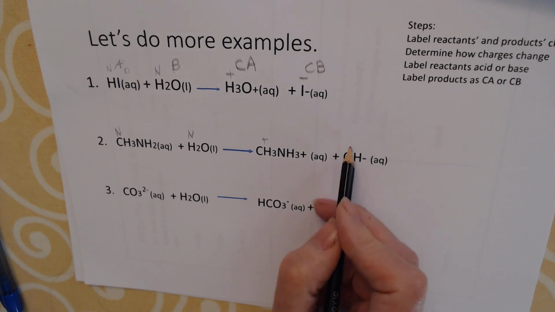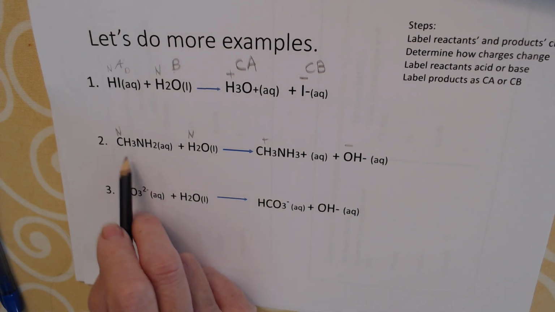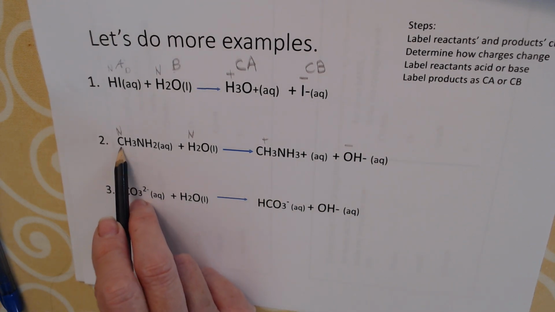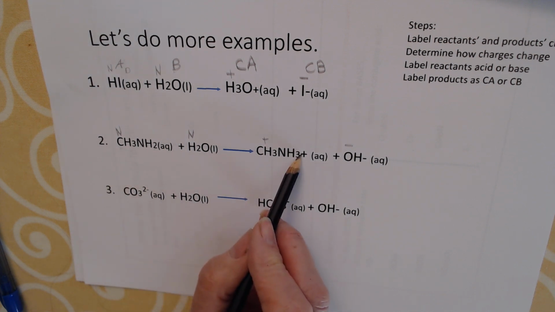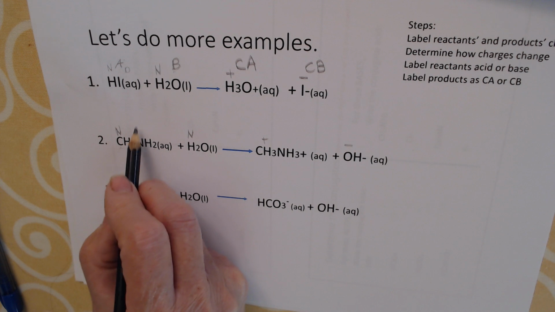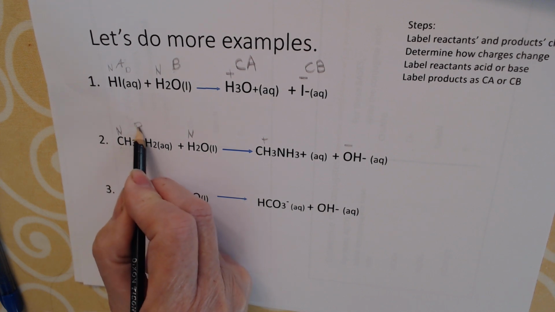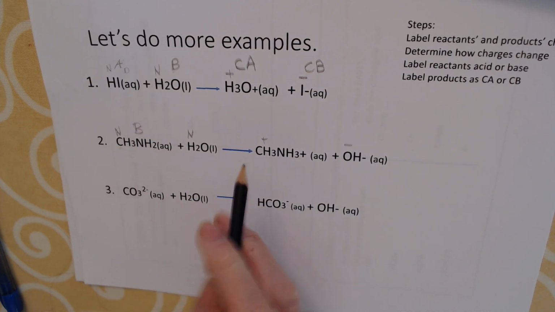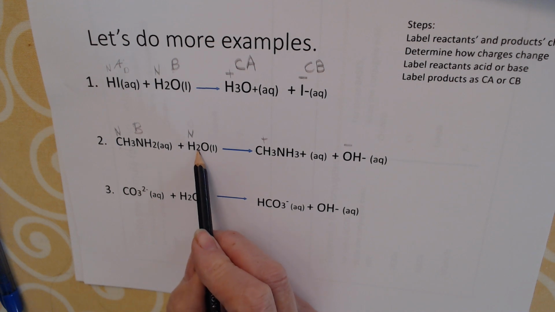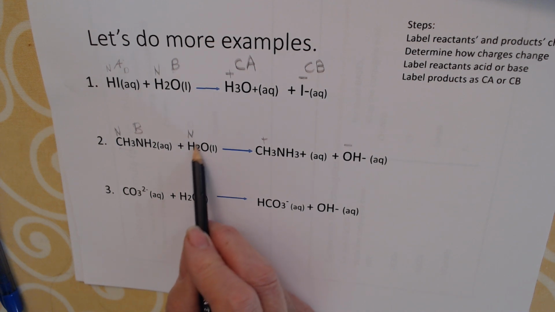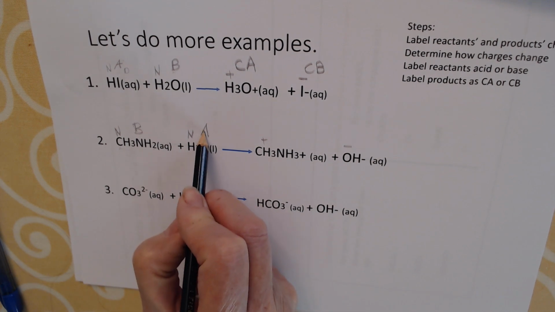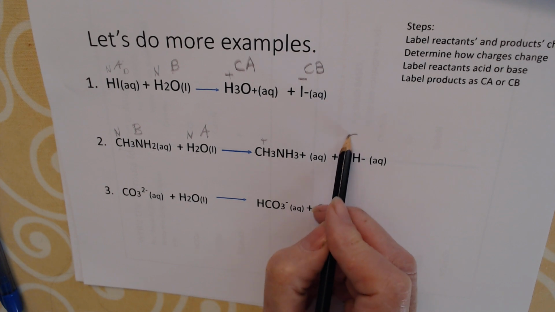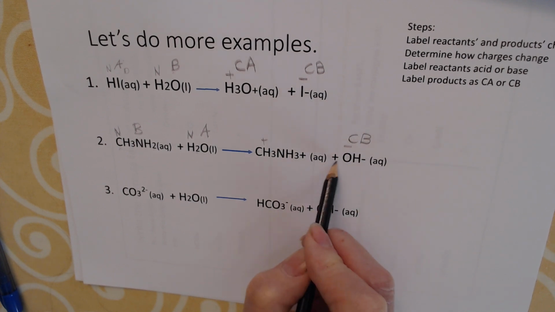Plus negative, okay? And therefore, this goes from neutral to positive. So it is accepting. So therefore, this is a base, because bases accept. And then this must be an acid. Acids donate. And sure enough, he donated. He gave away a hydrogen ion. So he's my acid. And therefore, he is my conjugate base when he gets over here.